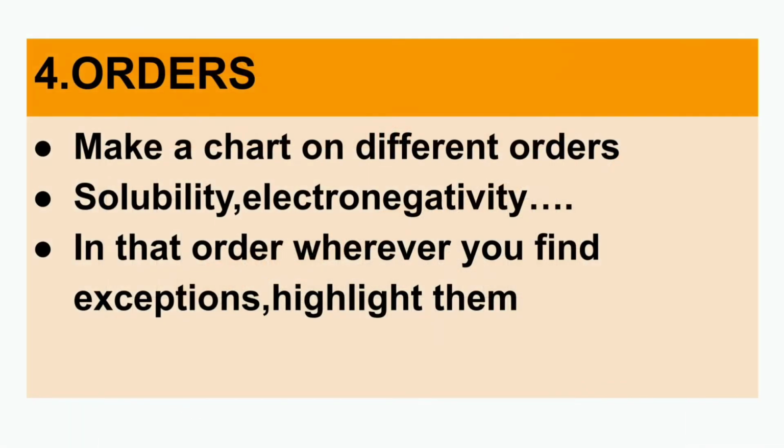Moving to the fourth technique, which is writing different orders. In organic chemistry, apart from the names, formulae, and structures which you come across, orders are very important, and you might have a lot of exceptions in them. So again, make a chart on different orders. For example, when you study the s and p block, you will come across different orders like solubility order, electronegativity order, atomic mass might be different. So all these orders you will have.